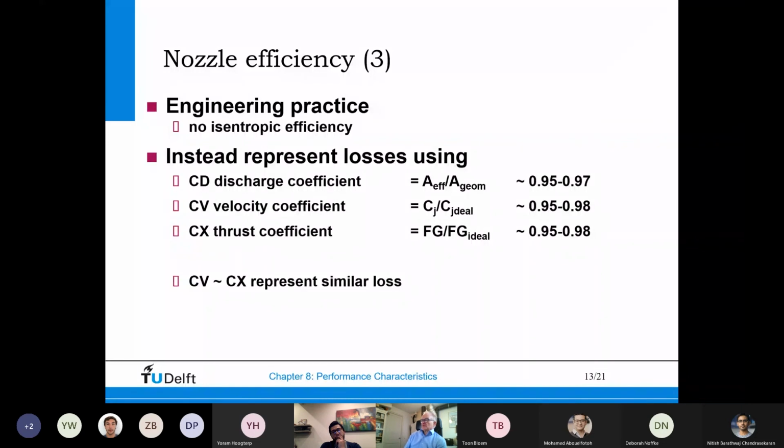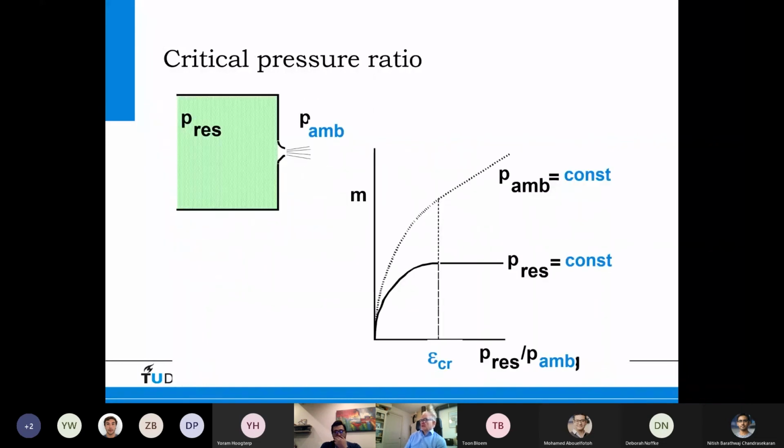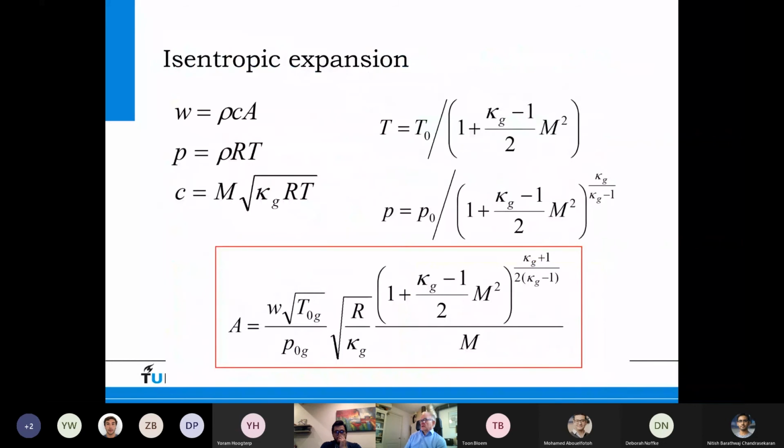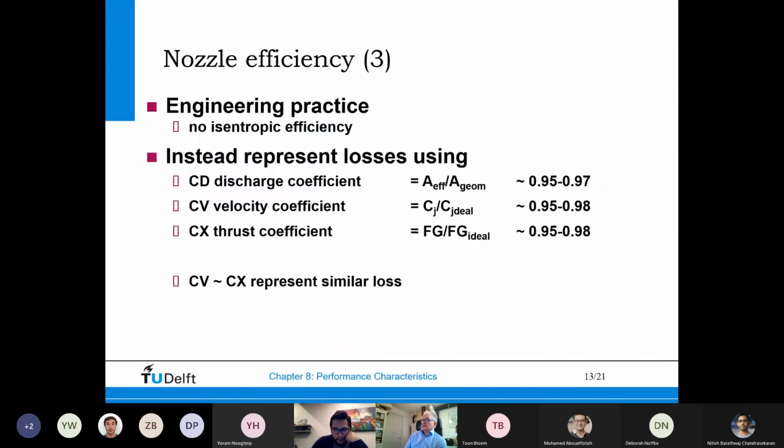So in engineering practice, we do not use isentropic efficiency. We can. You can work with an isentropic efficiency number, which will come back later, but that is for very theoretical cases. But in engineering practice, as with the inlet, we describe the efficiency in terms of a pressure loss or pressure losses, and these translate into a velocity coefficient.